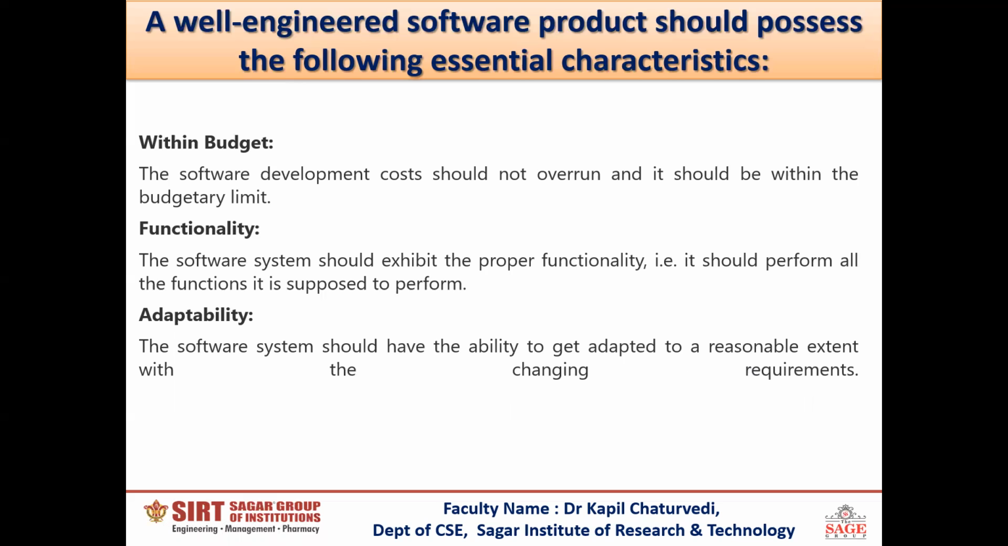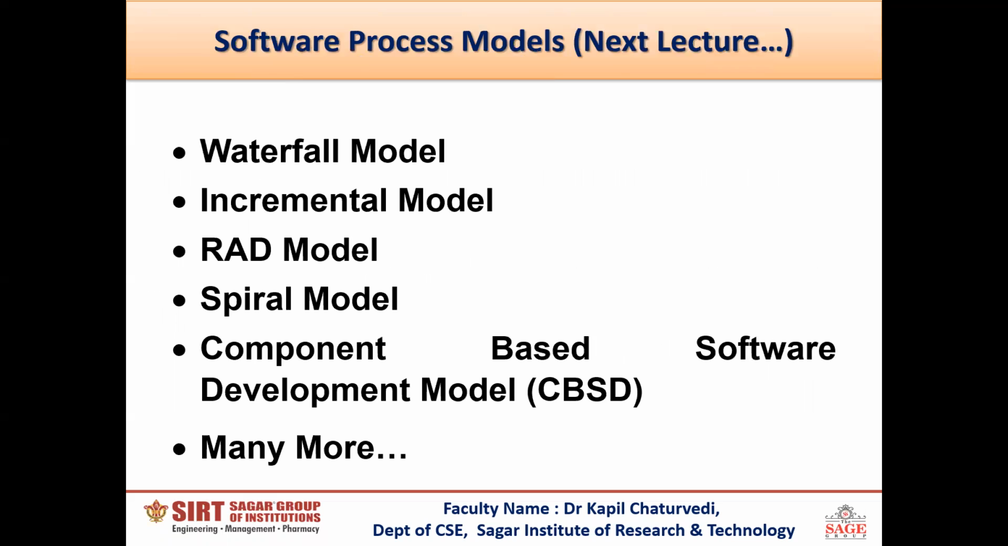So these are all the characteristics of a software product. And in the next lecture, in the next video, we will discuss the software process models, in which we will cover the waterfall model, incremental model, RAD model, spiral model, component based software development model, and some more models.